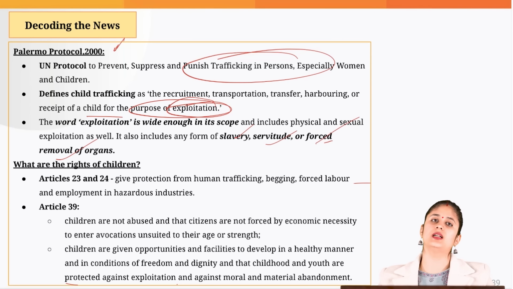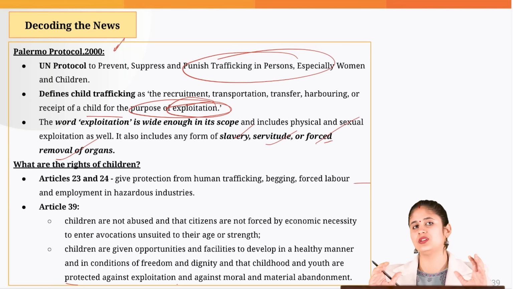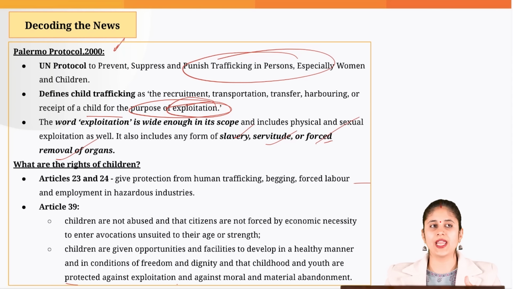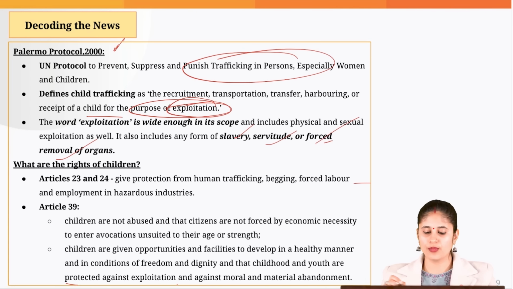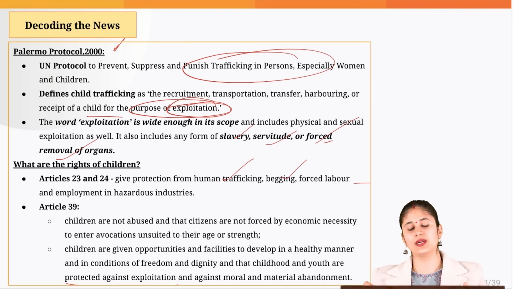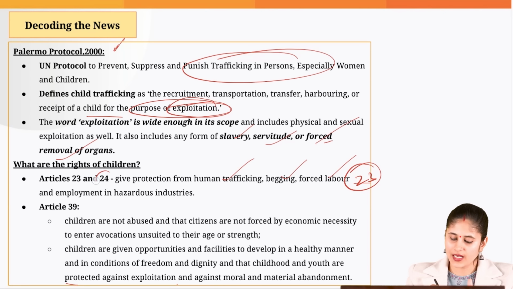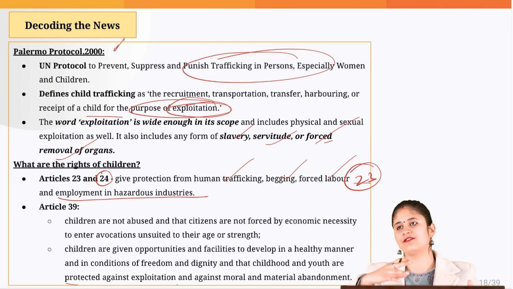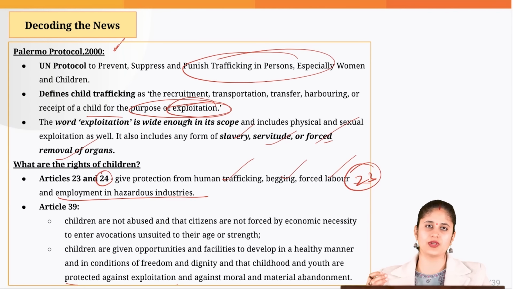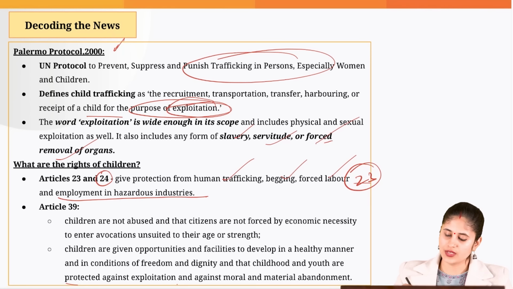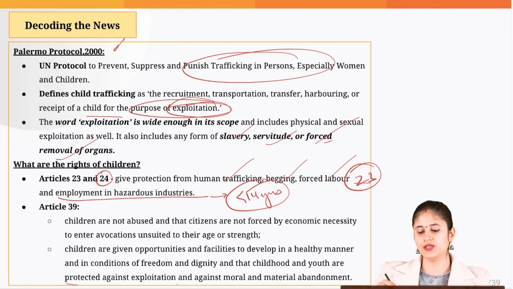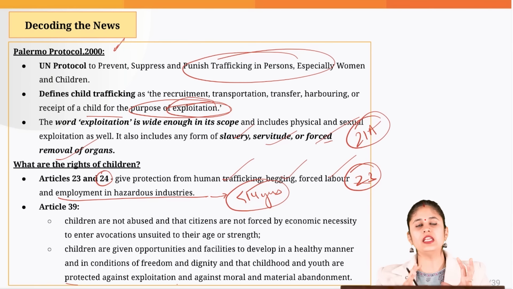Now, when it comes to India, what all rights are enjoyed by children here? So, we are trying to protect the children from human trafficking, begging, forced labor under Article 23. And we are preventing their employment in hazardous industries like firecracker or matchbox related factories when it comes to children below the age of 14 years. And we also have Article 21A, which talks about free and compulsory education.